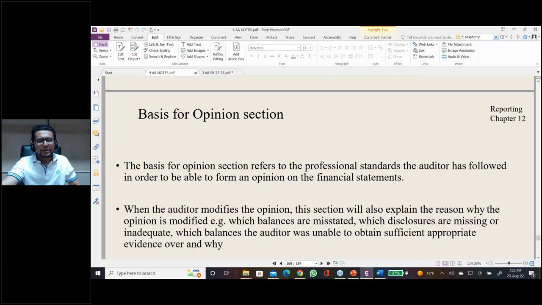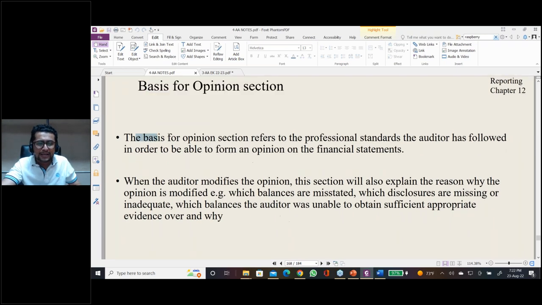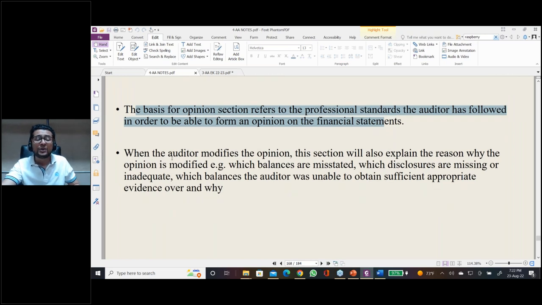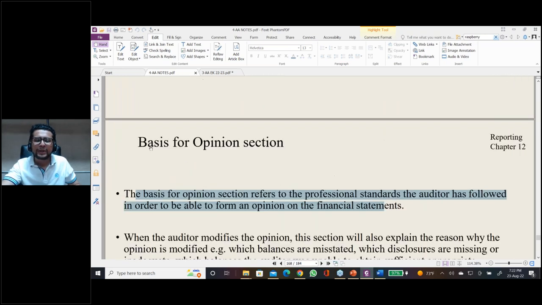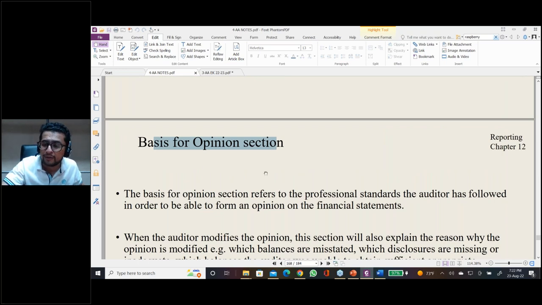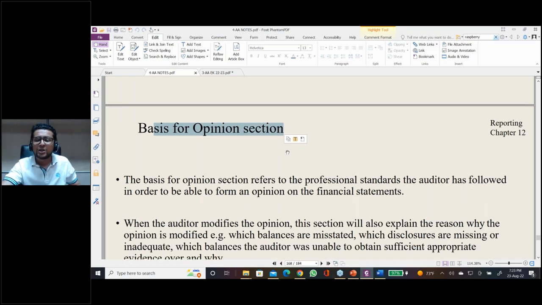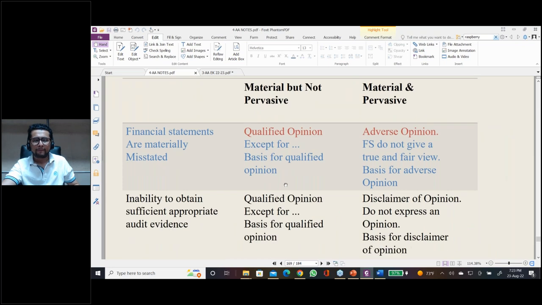Within the audit report, the basis for opinion paragraph is a complementary paragraph after the opinion paragraph. The basis for opinion section refers to the professional standards which you have followed in order to conclude the opinion. So if your opinion is an adverse opinion, your basis for opinion would be the basis for adverse opinion. If your opinion is a qualified opinion, your basis for opinion would be basis for qualified opinion. So it's a support paragraph.